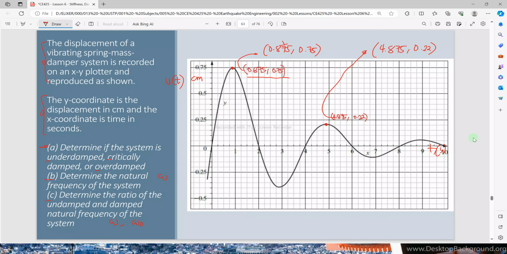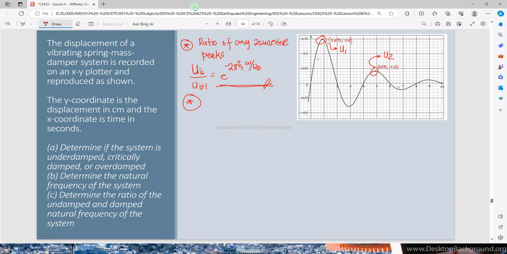So ui is the amplitude here. For instance, this is our ui, and then this is our ui plus 1. Or let's say if this is u1, therefore our ui plus 1 will be u2. So the ratio of any two successive peaks is equal to the exponential of e to the negative 2 pi times the damping ratio times the natural frequency over the damped frequency.